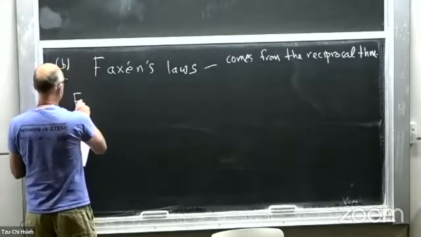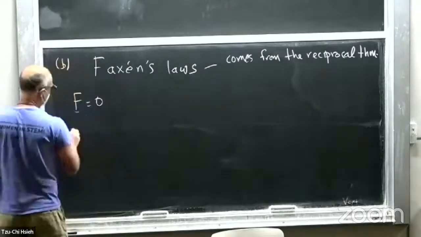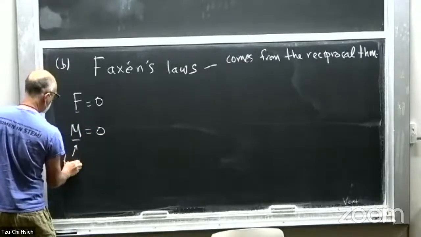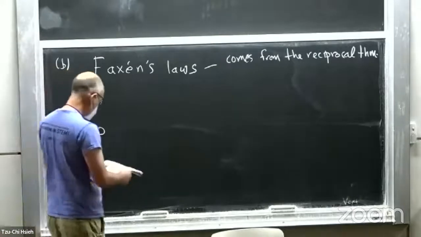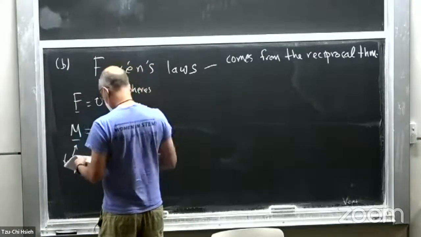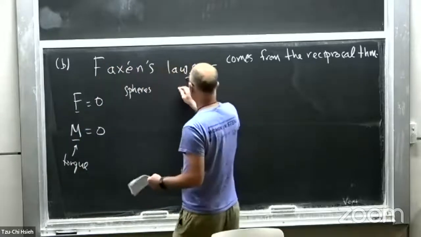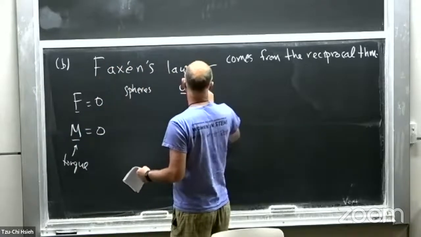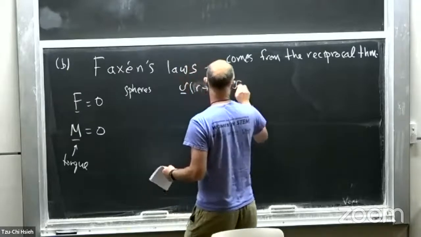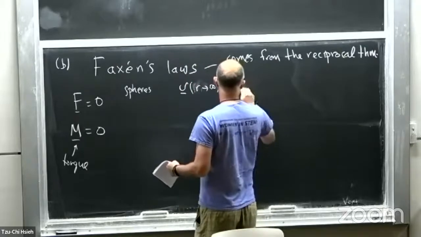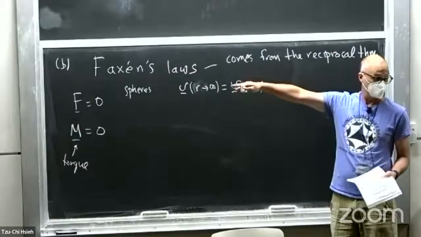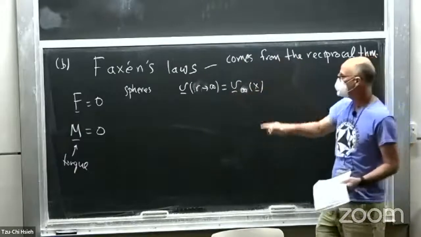So again, this is for the case where there's no hydrodynamic force and no hydrodynamic torque. In this case, and again this is for spheres, we'll say that V, as you get very far from the sphere, I'll call that V infinity. But this is more general than this linear shear flow. It's just any flow. This could be anything.